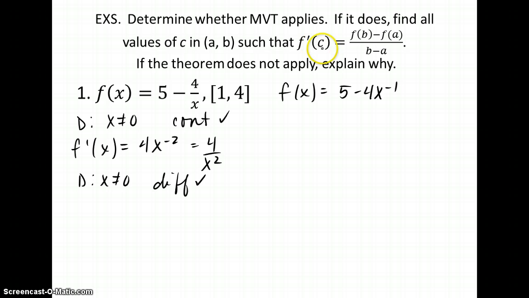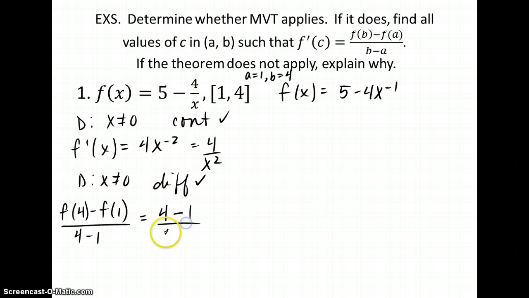Now let's make the conclusion. So somewhere the derivative equals the slope of the secant line connecting the endpoints. So perhaps that is a little bit more side work. A is 1, B is 4. So find the slope of the line connecting those points. F of 4, 4 divided by 4 is 1. 5 minus 1 gives me 4. When x equals 1, 5 minus 4 is 1. This one comes out nice and easy.